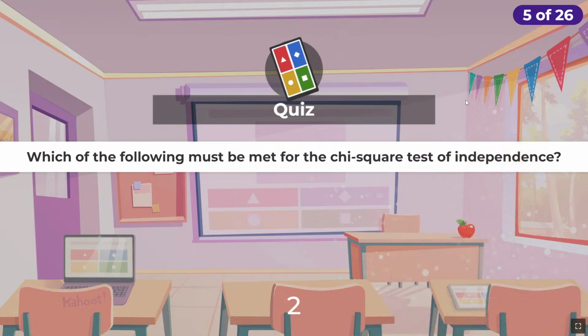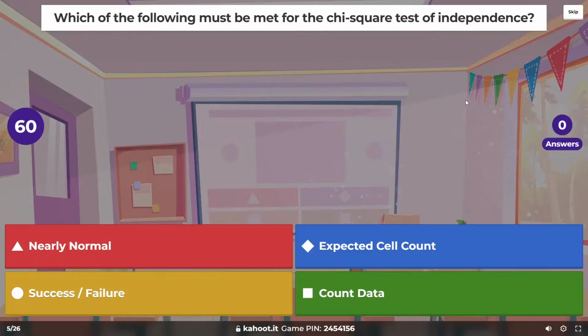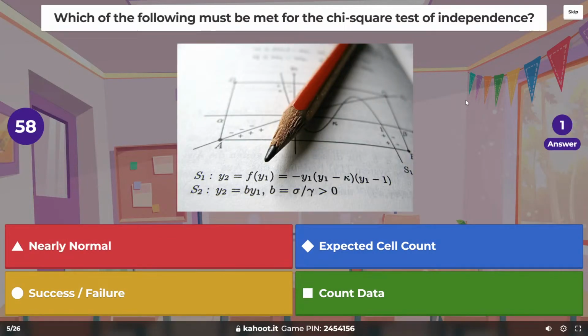Which of the following must be met for the chi-squared test of independence? There could be more than one right answer right here.